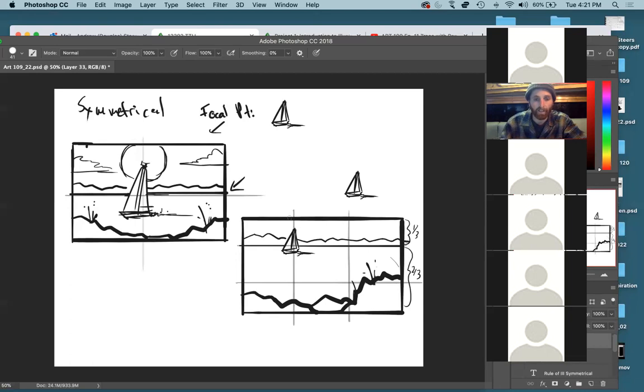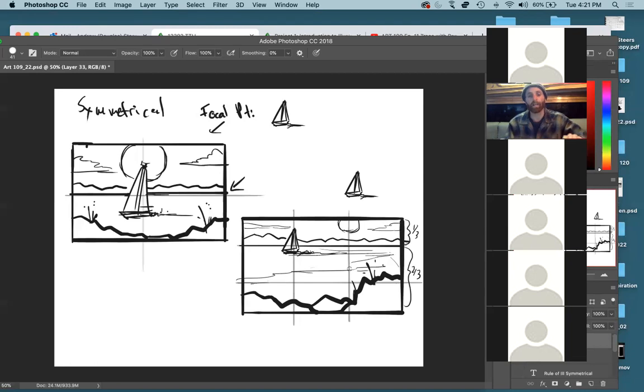When I put the sun in here, I could put it here, but another nice place to put it is, again, on this 1/3. So I'm like, where do I put the sun? Oh, I'll put it on that 1/3. And then I can design some wave shapes in here. Then I can design those leading lines that we've talked about.